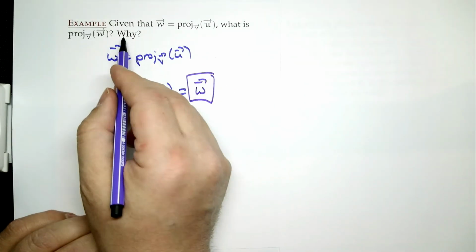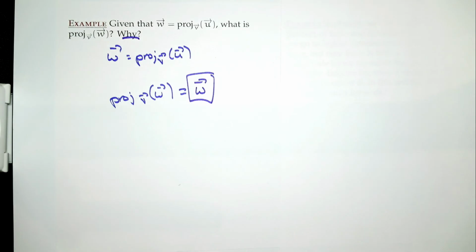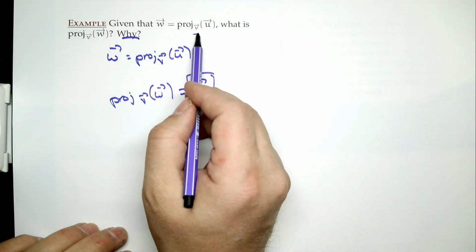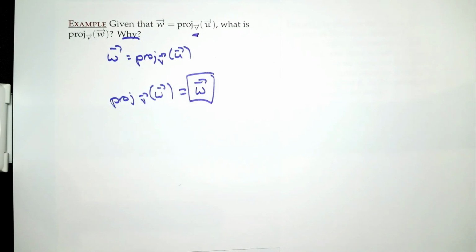Why? Well, let's think about it. Which way is w pointing? It's parallel to v. Now, how do I know that? Because I'm projecting onto v. Whatever I project onto, I have to be parallel to that. So w is parallel to v. Now, w is parallel to v. I want to project onto v. How much of w is parallel to v? All of it. So when I project back onto v, what will I get? All of it back. And so that's why.